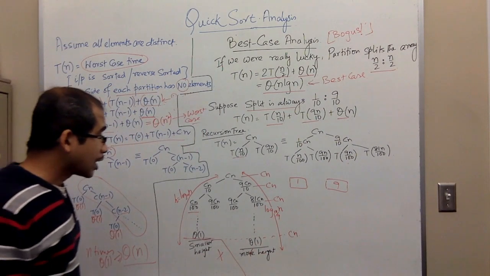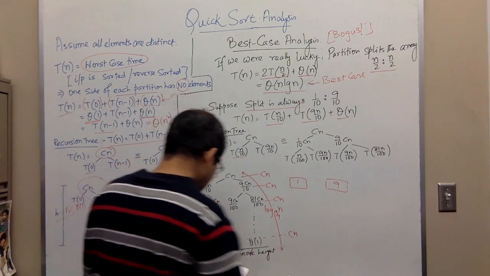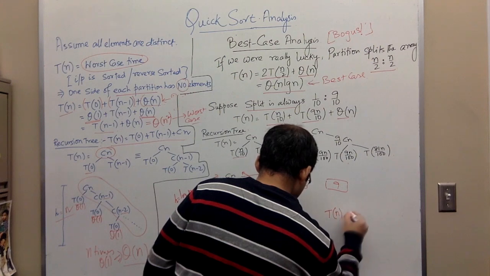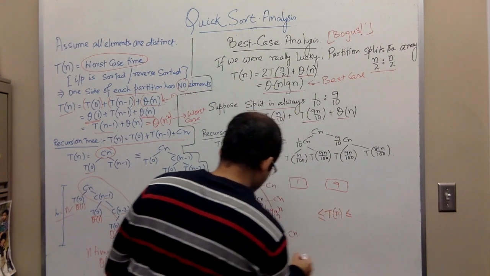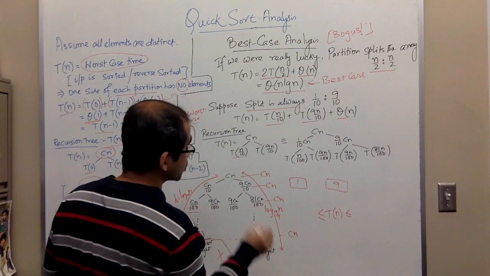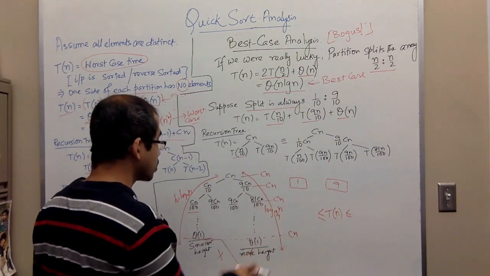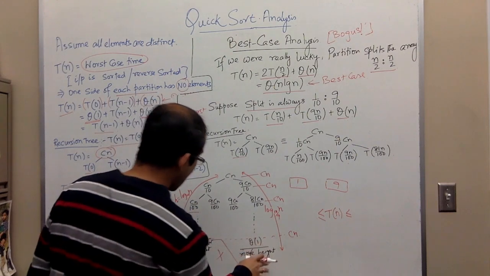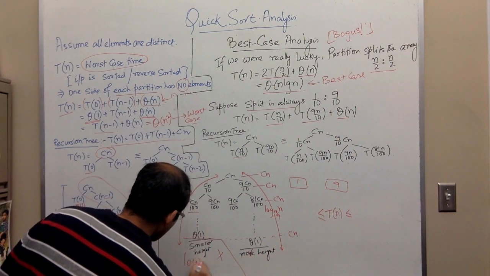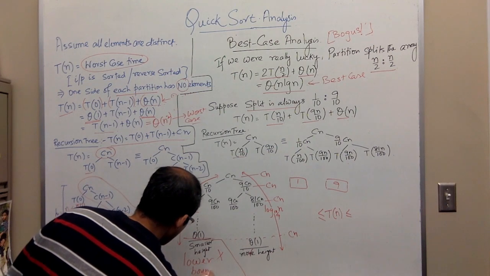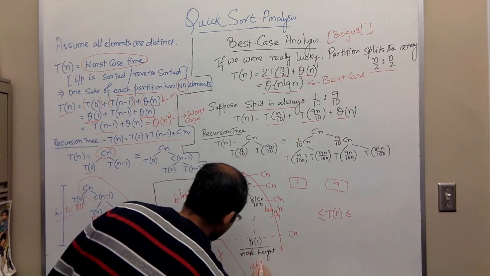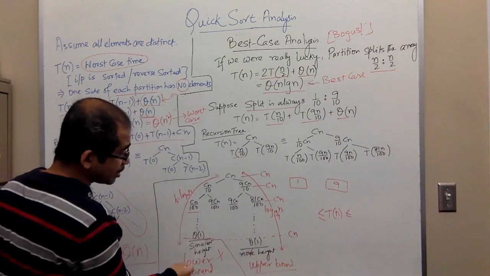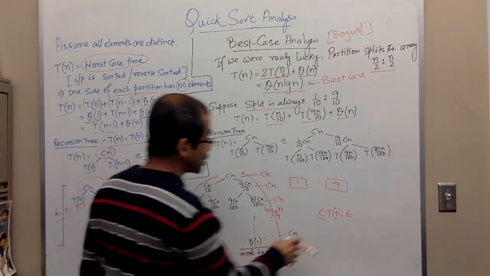Okay, so if we just write it, Tn is upper bounded by this side, because this has more height, so it contributes more cost to the tree, and this contributes less cost. So this is the lower bound, and this is the upper bound. So it cannot be less than this and cannot be more than this, so the cost will stay in between.